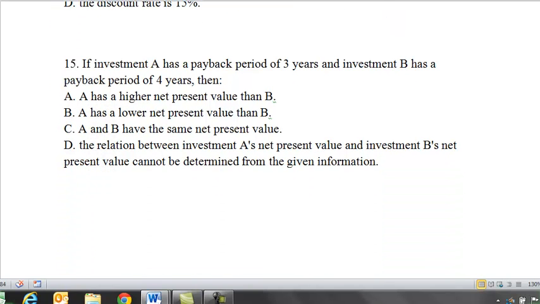15. If investment A has a payback period of 3 years and investment B has a payback period of 4 years, then A, A has a higher net present value than B. B, A has a lower net present value than B. C, A and B have the same net present value. Well, the problem with all the A, B, and C is the payback period has nothing to do with net present value. So these cannot be the right answers. And D, the relationship between investment A's net present value and investment B's net present value cannot be determined. That is the correct answer.